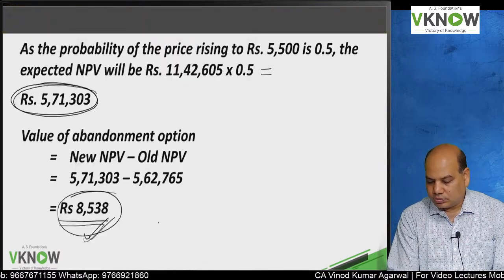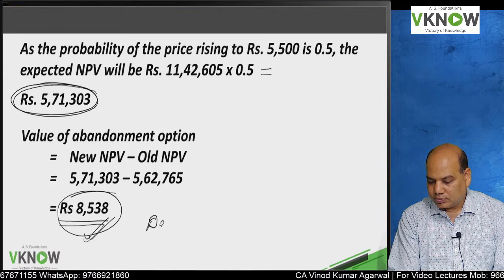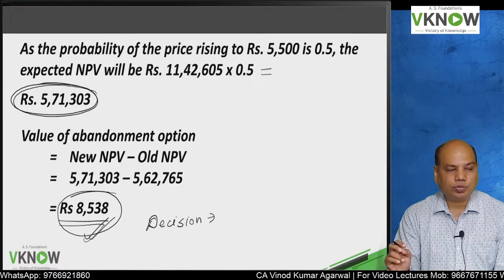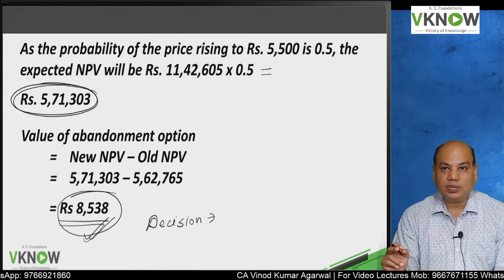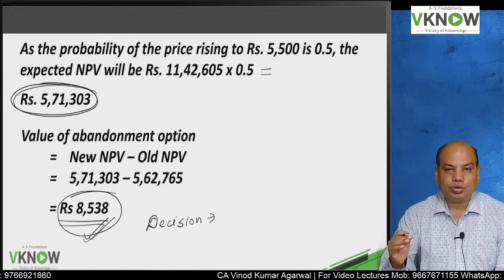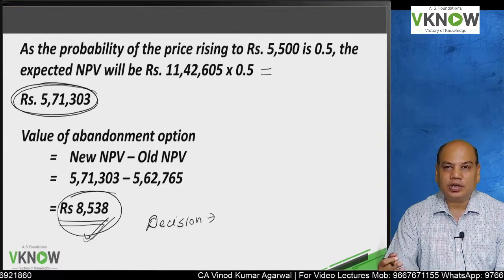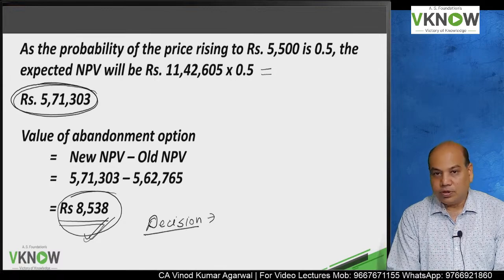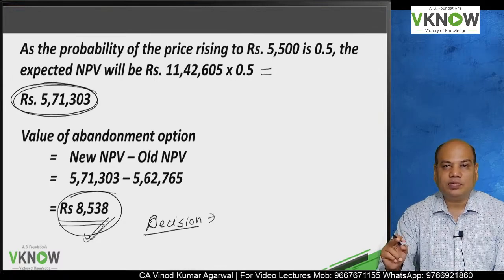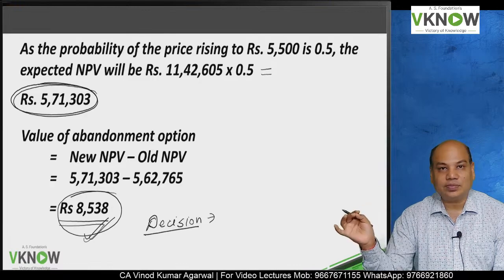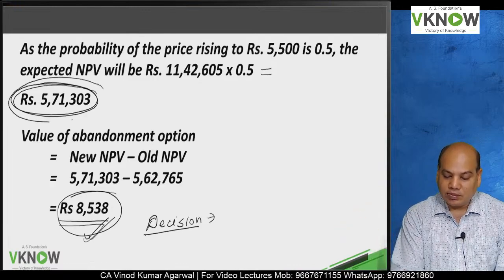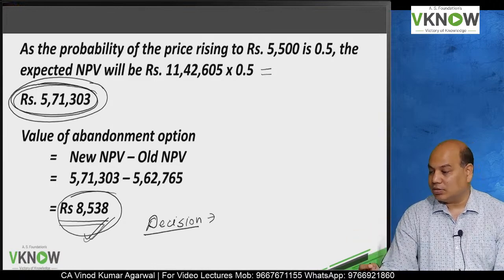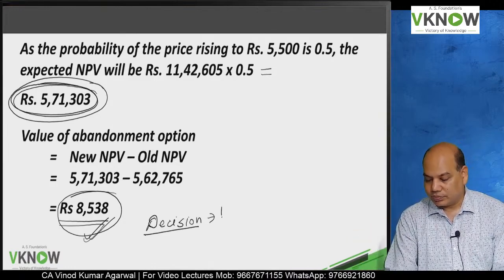Now write down the decision. What is the decision? Should you open the mine now with abandonment option, or should you open the mine after 1 year with abandonment option? What is your answer? With abandonment option, NPV in situation 1 was 1 lakh something. With abandonment option, NPV in situation 2 is 5 lakh something. So what is your decision?